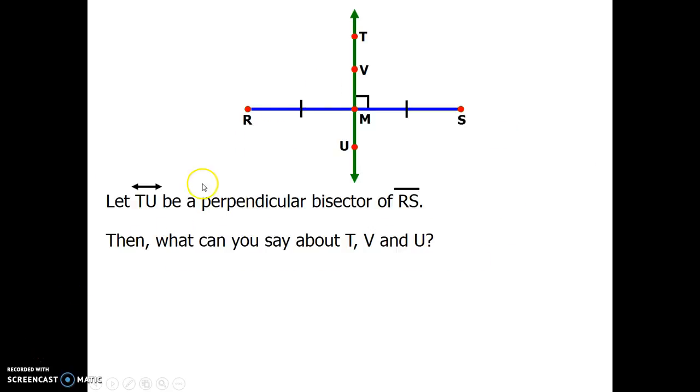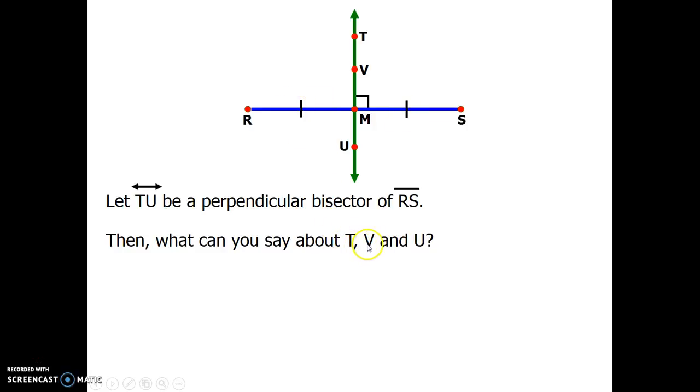So take a look at TU, which is a perpendicular bisector of RS. And just to review, the word perpendicular means we'll have a right angle here, and then bisector of the segment RS, so that means RM is congruent with MS, which is shown by the tick marks right here and here.